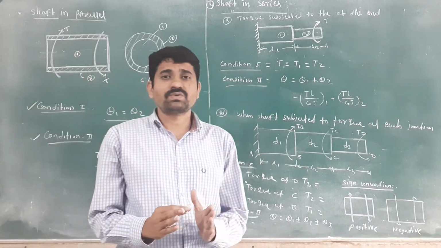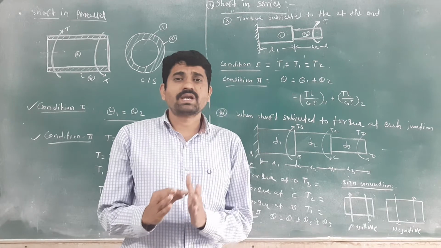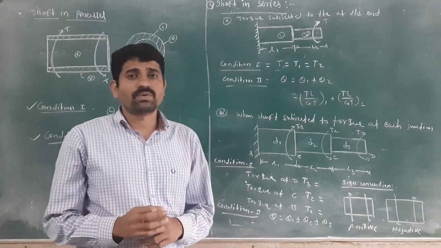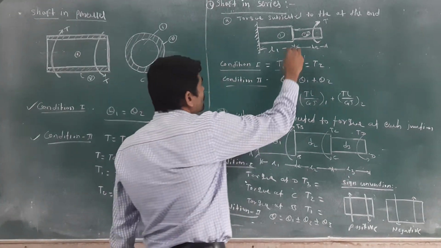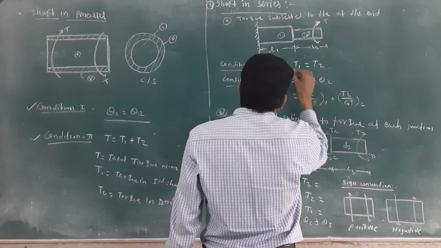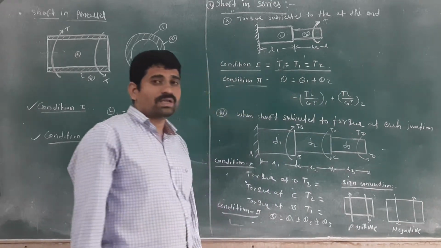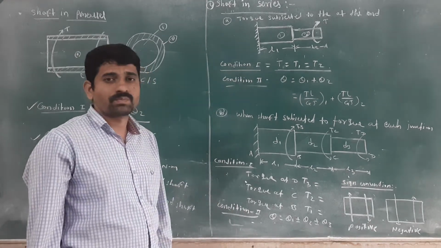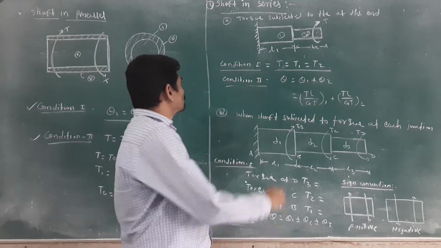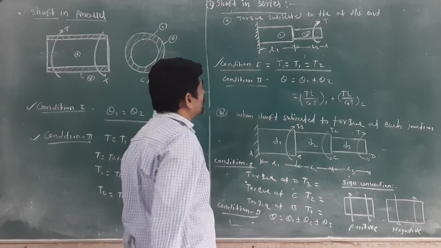T, the torque, is equal to T1 is equal to T2. Again torque in the first shaft, again torque in the second shaft. It means you will get the same torque in each shaft. Getting? Yes, very good.